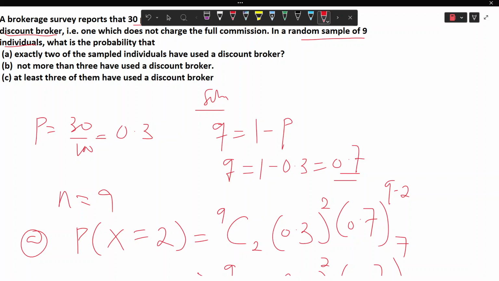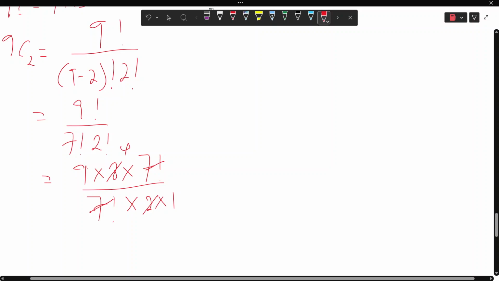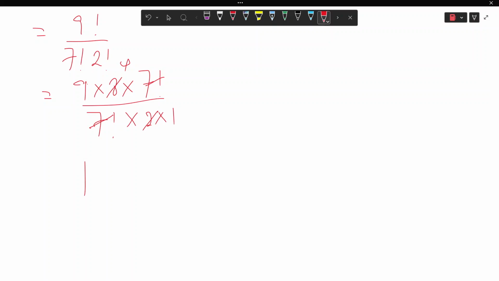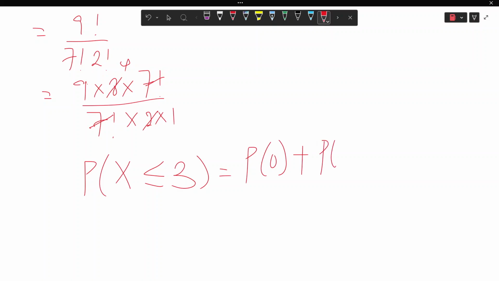Not more than 3 have used a discount broker. If you're saying that out of the 9, not more than 3, it could be 3 or less than 3. So the probability of not more than 3 is given by the probability that none is going to use the discount broker, the probability that 1 is going to use, the probability that 2, and lastly the probability that 3 is going to use.